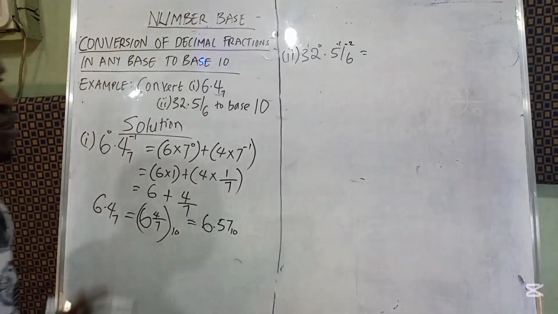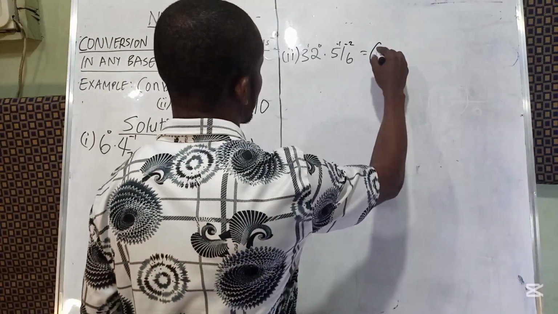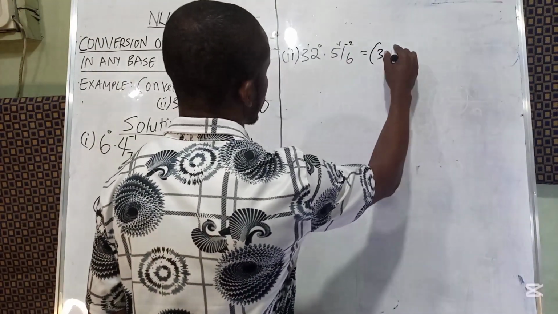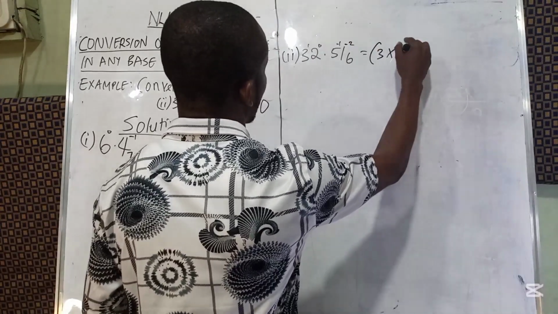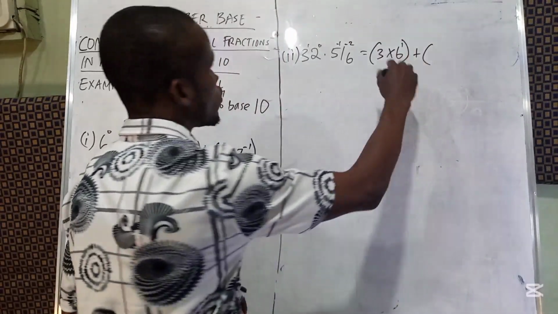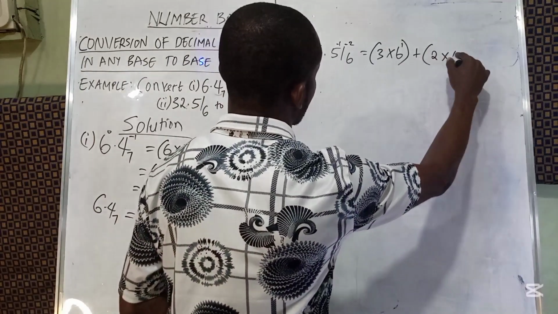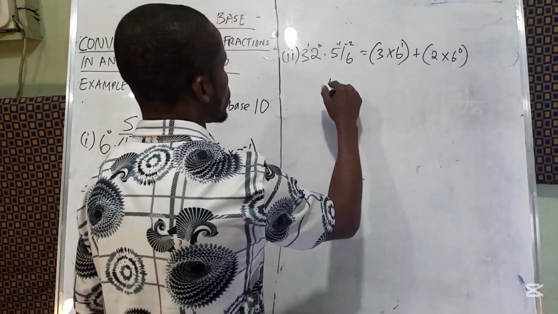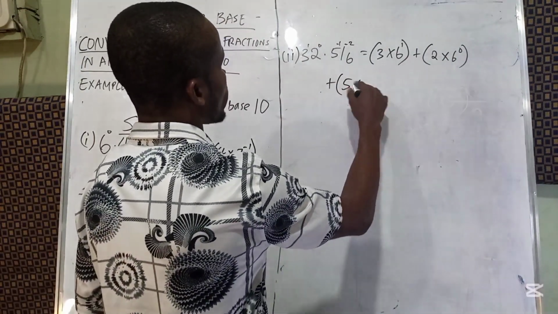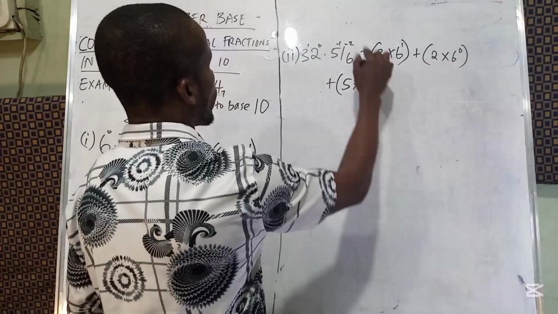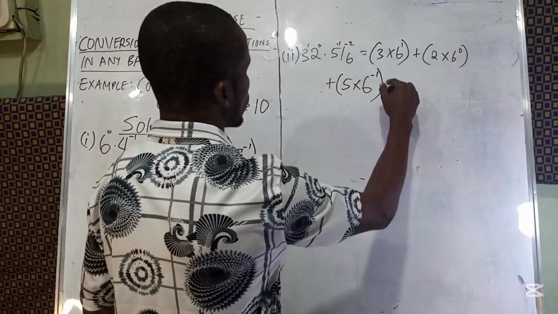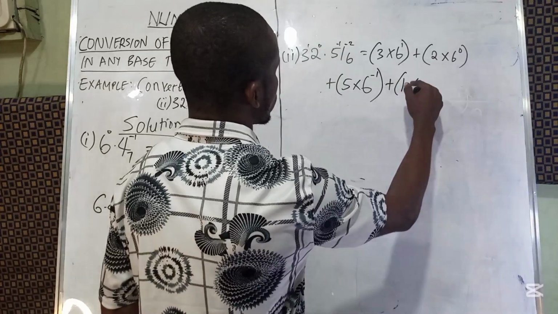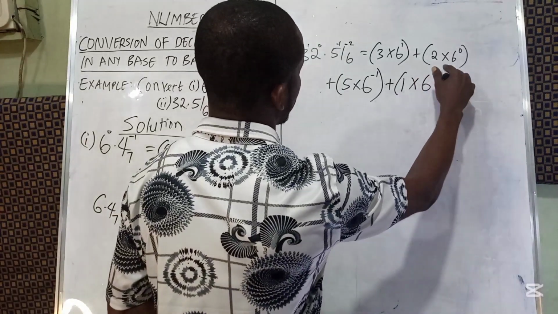So we expand it. That will give us equals 3 times the base 6 raised to the power 1, plus 2 times the base 6 raised to the power 0, plus 5 times the base 6 raised to the power minus 1, plus 1 times the base 6 raised to the power negative 2.